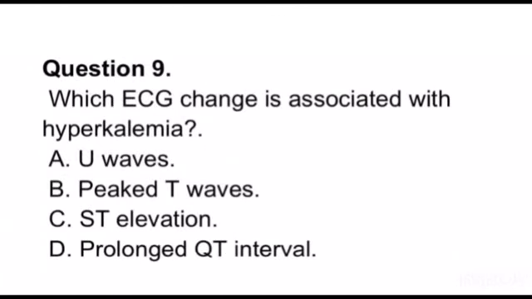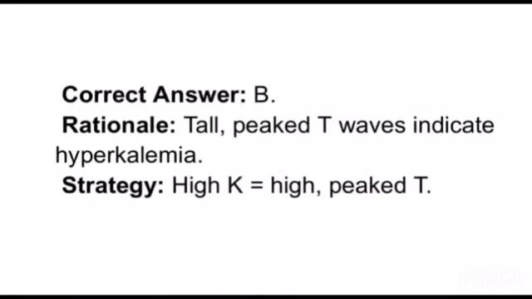Question 9. Which ECG change is associated with hyperkalemia? A. U waves. B. Peaked T waves. C. ST elevation. D. Prolonged QT interval. The correct answer is B. Rationale. Tall, peaked T waves indicate hyperkalemia. Strategy. High K equals high peaked T.